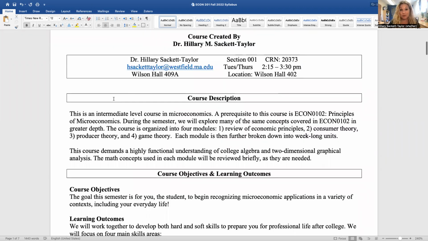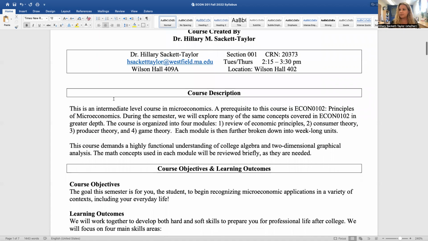This course has a prerequisite of Econ 102, or the equivalent, Principles of Microeconomics. It's also good to have a really strong foundational knowledge of algebraic concepts and two-dimensional graphing. I will review math concepts as they come up, but you'll do the best in this course if you feel pretty strong in those areas to begin with.